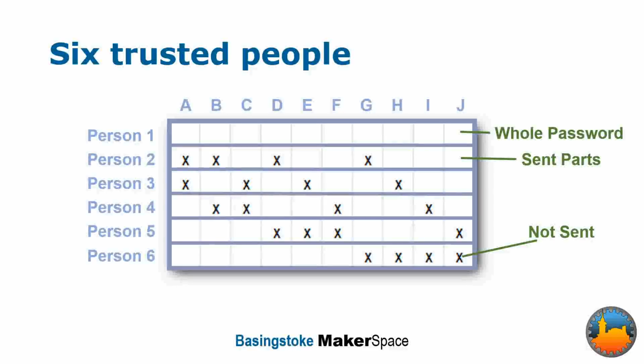The number 10 here comes from the fact there are 10 ways to select 2 people from 5 if the order doesn't matter. As we add more people to the trusted group, the number of parts we need increases rapidly.